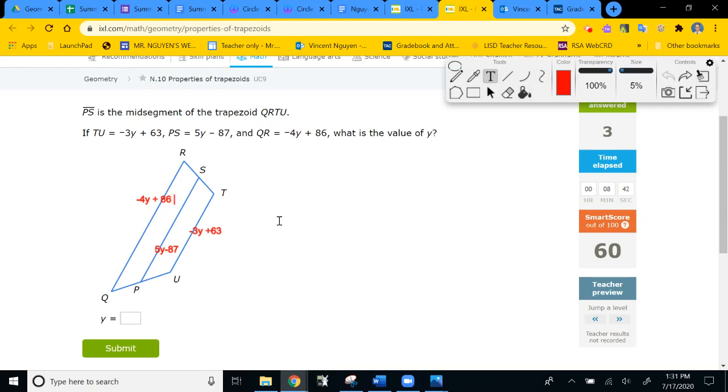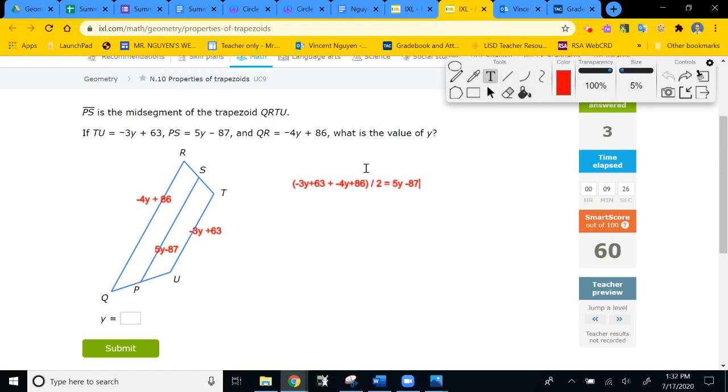Okay, all right, so we have a relationship that says the average of these two equals the median, right? So we're going to do negative 3y plus 63. That is one base, okay? And then add the other base, which is negative 4y plus 86. That's the other base, right? And all of this is going to be divided by 2. And then that is going to equal the median, which is 5y minus 87. Okay, so far what I've done is I have just applied the property and substituted the expressions in.